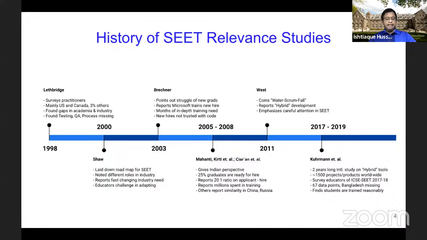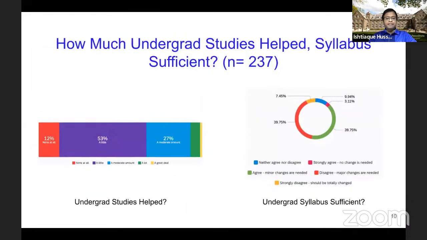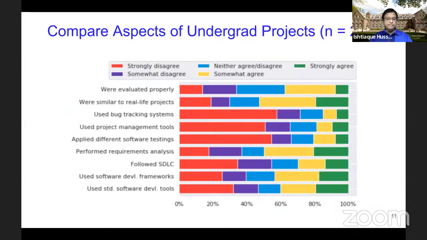meaningful and helpful. We can discuss the results, but very quickly, the results show that they are not happy. Let me just show this graph. More than 50% of the students, or practitioners, complained that they did not use any kind of formal testing for their projects in undergrad studies. They didn't have any bug tracking system. They didn't do any product or project management. They clearly showed that there is a gap between industry practices, tools used, and what we are teaching at school.